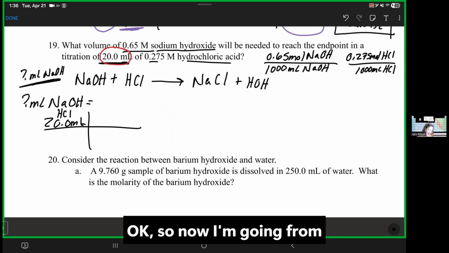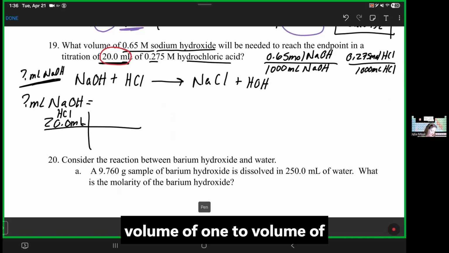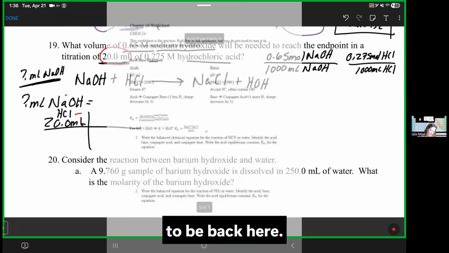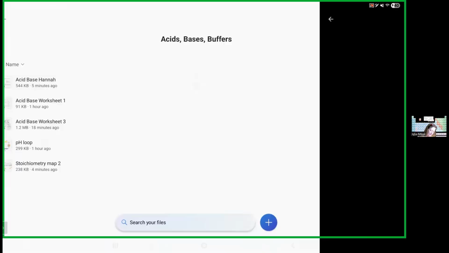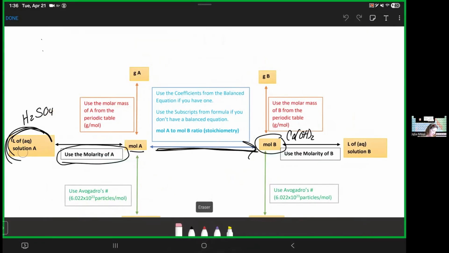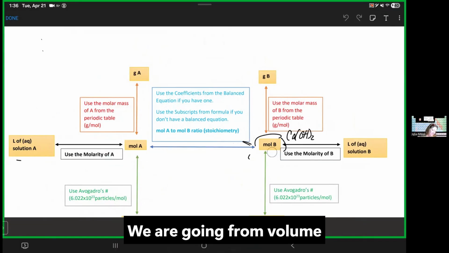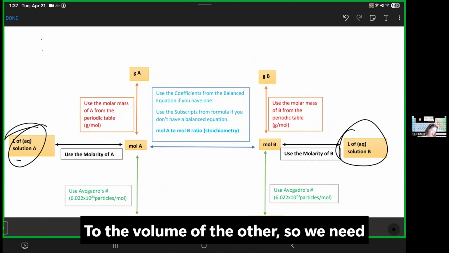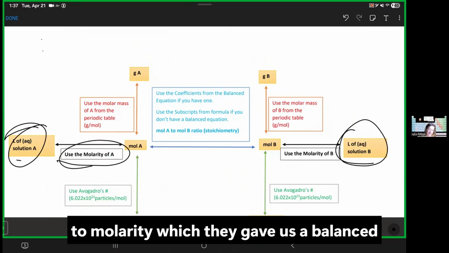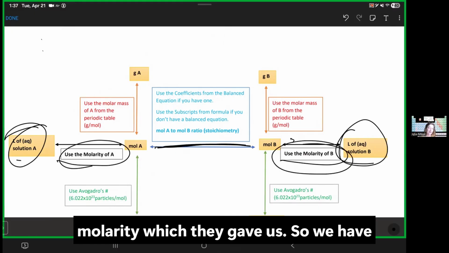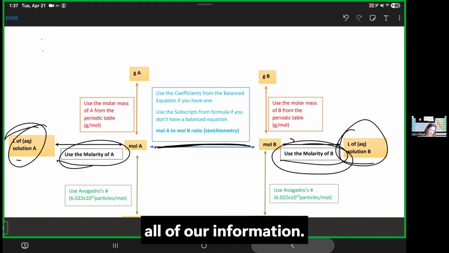Okay, so now I'm going from volume of one to volume of another. Oh, I want to be back here. So on our handy dandy map, we are going from volume of one to the volume of the other. So we need a molarity, which they gave us, a balanced equation, which we just did, and another molarity, which they gave us. So we have all of our information.